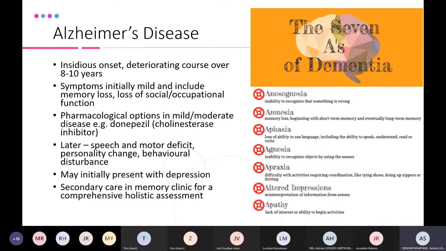And I've just put this in here because this is quite useful, just a nice useful infographic of the 7 A's of dementia as well, which I'm not going to go through, but it's there for your revision.